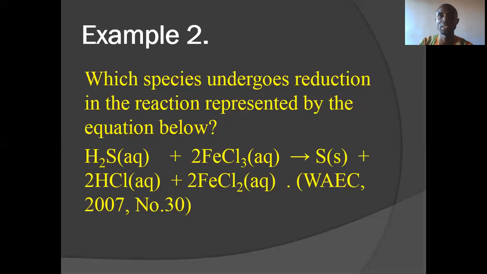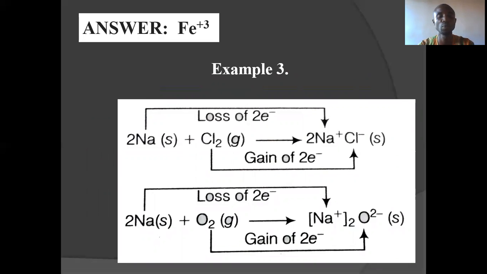Okay, if you have been given this particular question, the reaction of sodium and chlorine, we can see that chlorine gains 2 electrons to become chloride ion, while sodium loses 2 electrons to become sodium ion. Loss of electrons is oxidation. So oxidation occurs from sodium atom to sodium ion, while reduction occurs from chlorine molecule to chloride ion. That is reduction.